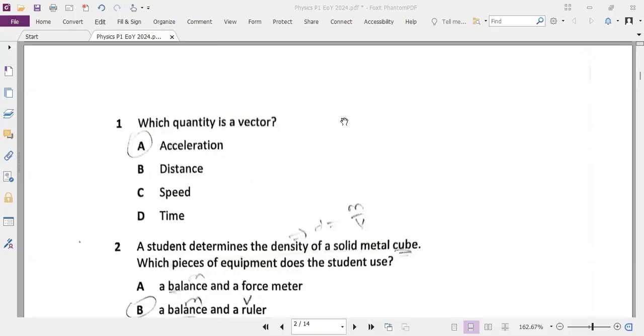So this is the exam from last year, P1 Physics. And question number 1, very simple. The vector is acceleration.